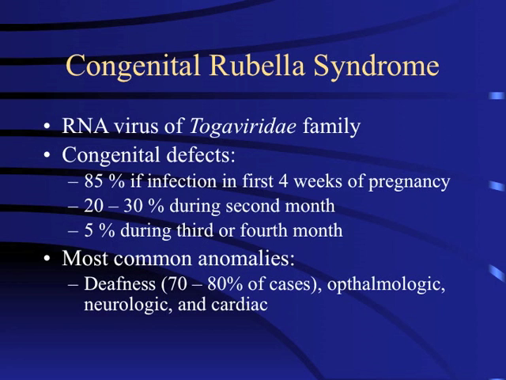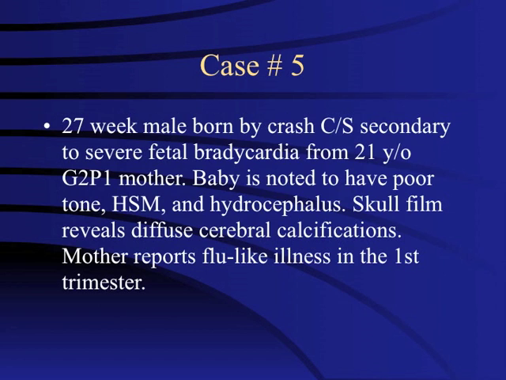In terms of congenital defects, and that's similar to a lot of other congenital infections, the earlier that the infection occurs during the pregnancy, the more likely that they have infection, and also the more likely that it's a severe infection. There's an 85% chance of congenital defects if the infection occurs in the first 4 weeks of pregnancy, and that gradually decreases during the pregnancy. As I mentioned before, the most common anomalies are deafness, in 70 to 80% of the cases, then eye abnormalities, neurological abnormalities, and cardiac abnormalities.